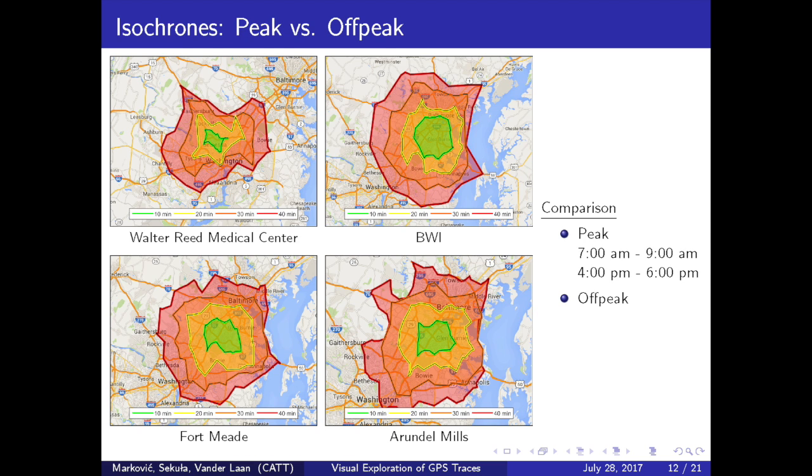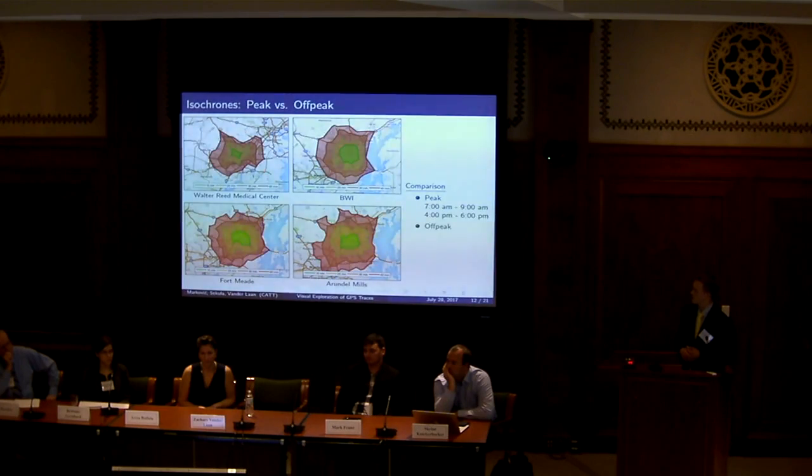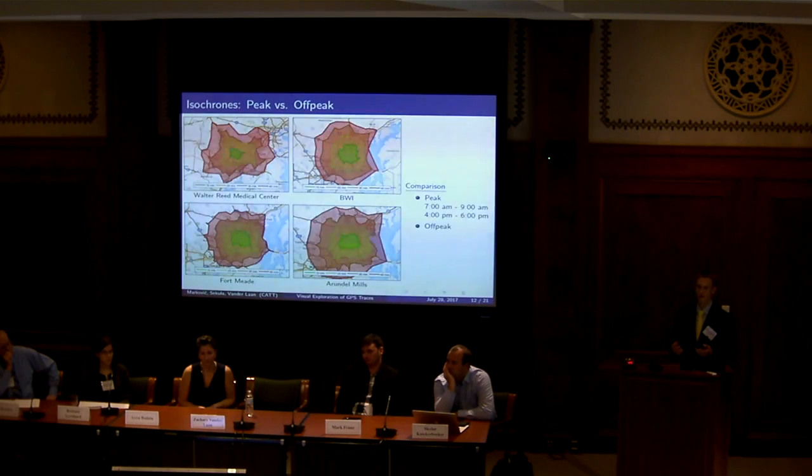Repeating this process at different times of day lets us see how mobility changes during peak and off-peak periods. Here I'm showing 4 important trip generators in Maryland, and how this mobility is different during peak periods and off-peak. And we can see that during peak periods, people are able to cover less distance in a given amount of time.